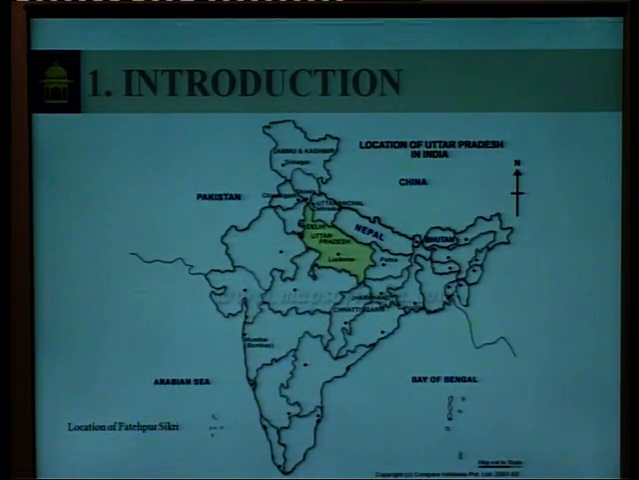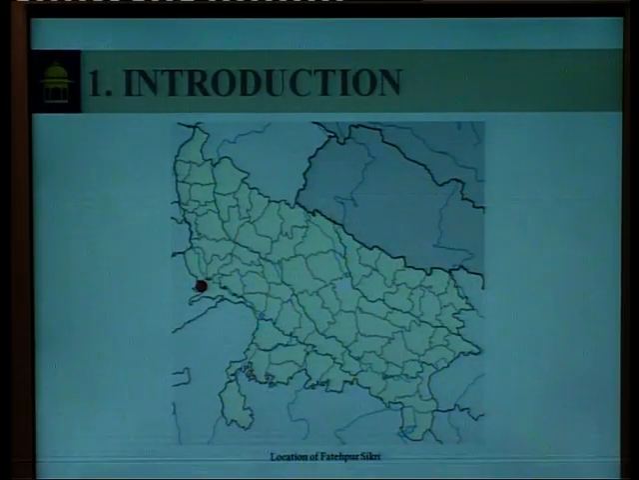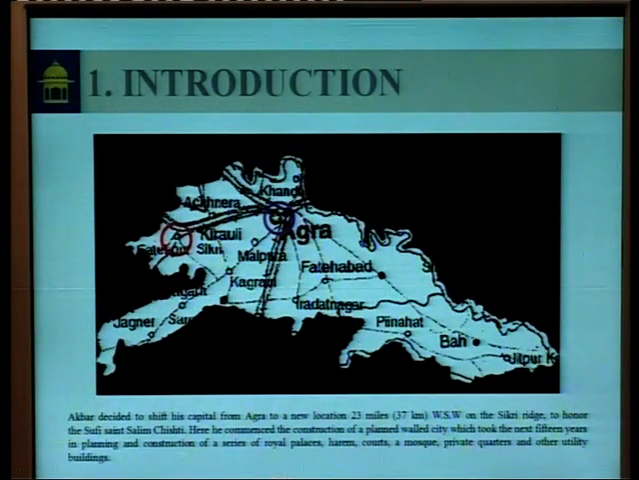This is a map where the location of Fatehpur Sikri is being highlighted. It is about 200 kilometers from Delhi, and Agra is just on the western side of Fatehpur Sikri. In fact, Agra used to be the earlier capital from where Akbar ruled, and this is a detailed map showing the location of Fatehpur Sikri in today's Uttar Pradesh, and on the west side is Agra, from where he shifted his capital.